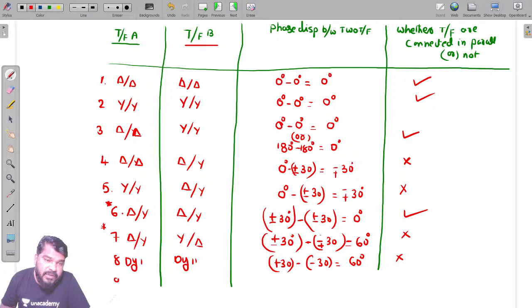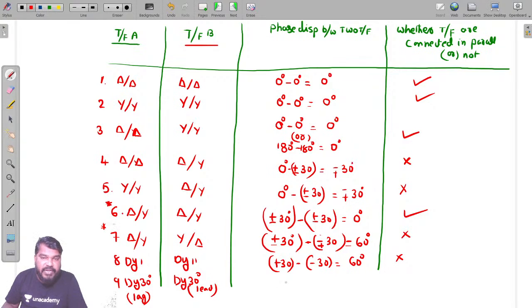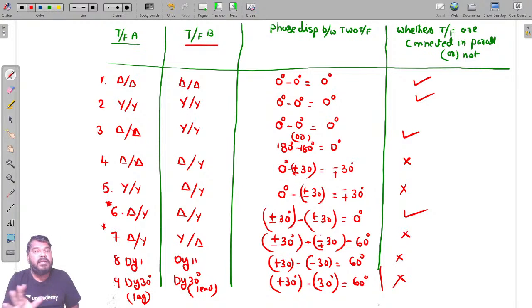And one more connection, suppose it is a Dy with 30 degree lag, okay, 30 degree lag. The other one is Dy with 30 degree lead. So 30 degree lag means plus 30 degrees, and 30 degree lead means minus 30 degrees. Now what is the phase displacement? It is equal to 60 degrees here. Now verify, so this is 60 degrees, so these two transformers cannot be connected in parallel.